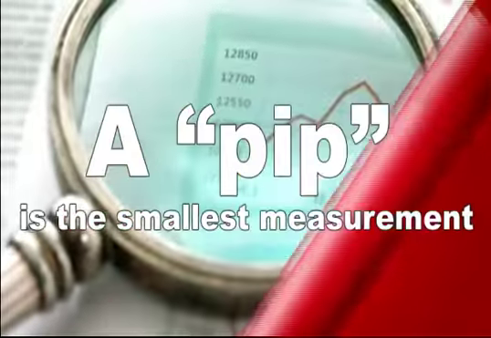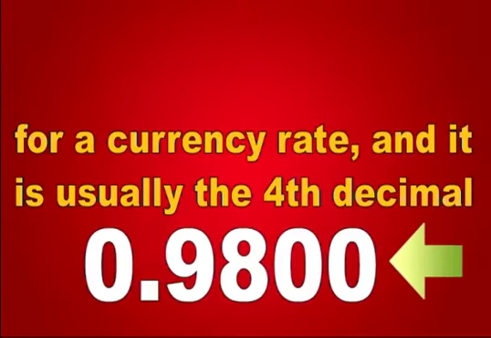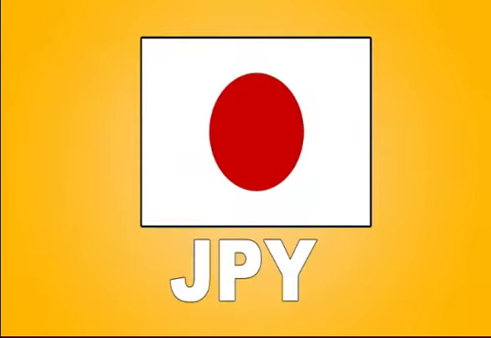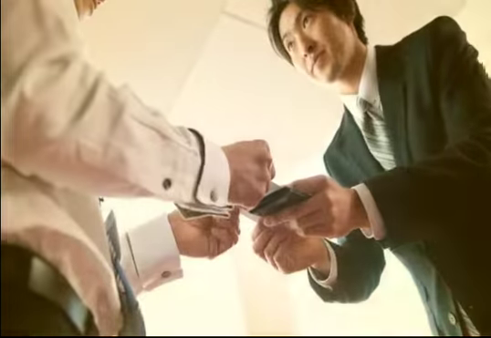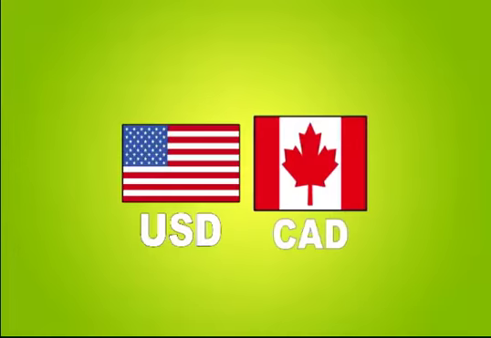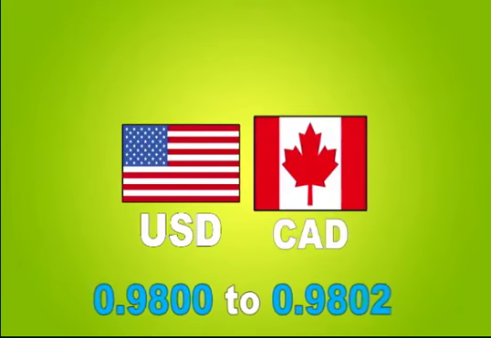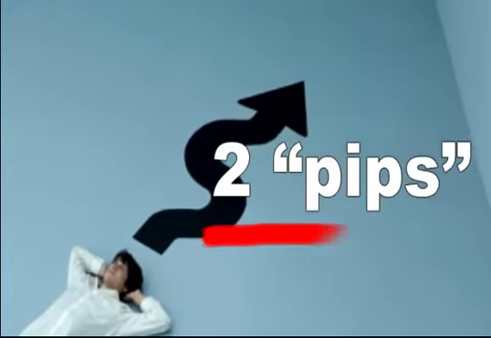A pip is the smallest measurement for a currency rate, and it is usually the fourth decimal for all major pairs, except for the Japanese yen, which uses the second decimal. For example, if the exchange rate for USD CAD moved from 0.9800 to 0.9802, it means that the exchange rate moved up 2 pips.